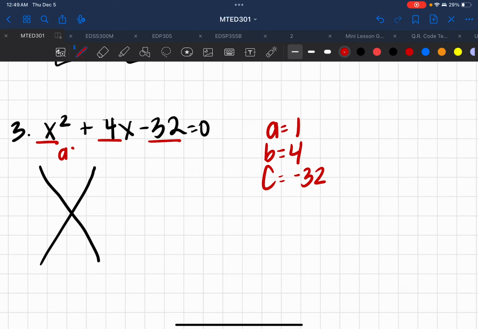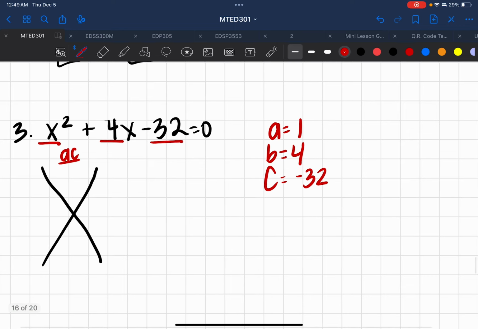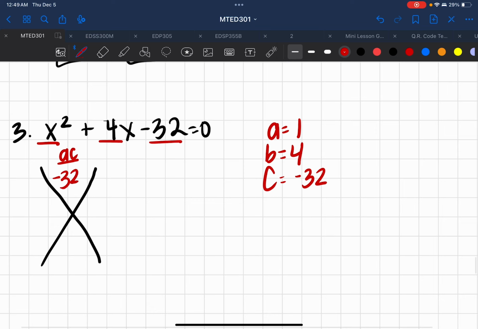When using the X method, I know that the top is going to be my A times C, which will just be negative 32. My bottom is going to be my B, which is just 4. And now I want to find two numbers that are going to multiply to give me negative 32 and add to give me 4. So I'm thinking about the factors of 32, and we have 1 times 32.